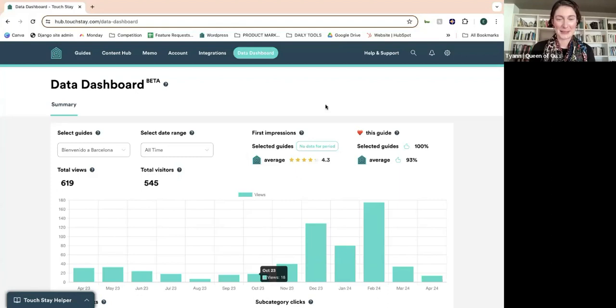Lovely. Okay, so that is Data Dashboard. I'm now going to go back into the presentation and show you how you can take some of these data points and actually do something with them. Super, so let's pop back.